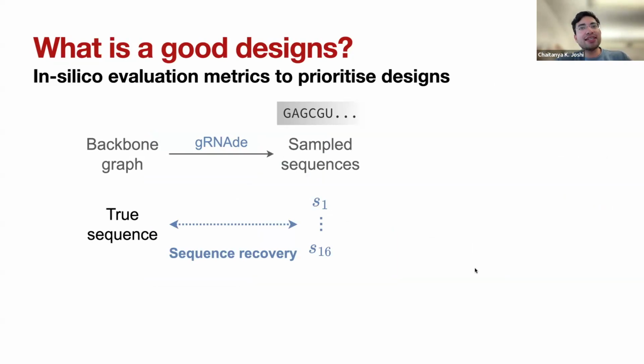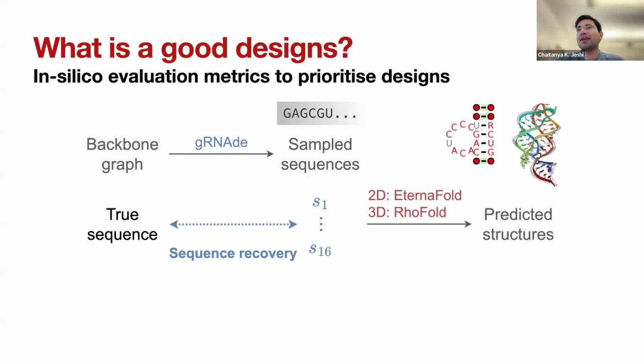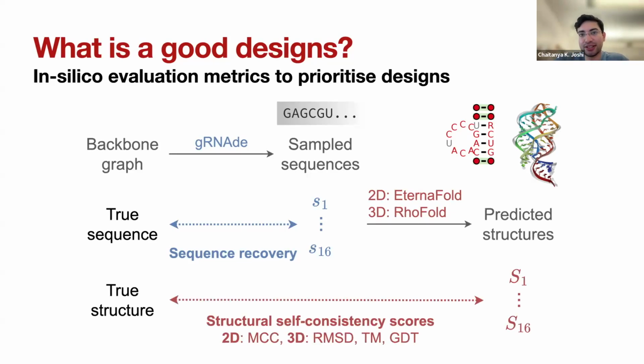Of course, this is not a perfect metric. It's the most popular one in the community, but it's really not perfect, in the sense that you don't want to be really good at recovery. You want to be sufficiently good, but you actually want diverse sequences different from your true sequence. So one other metric is to take your designed sequences and fold them using a structure predictor. In the case of RNA, we can consider 2D and 3D structure prediction, and then compute how well you recover structure. So you can compute structural self-consistency metrics.